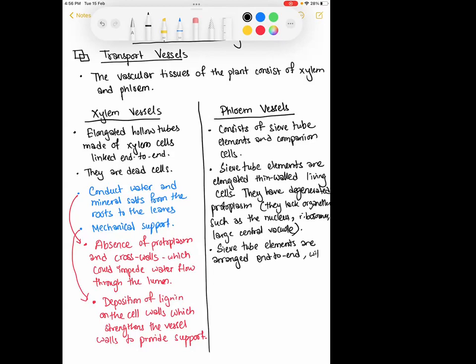And there are walls, okay? So with porous walls called sieve plates between them. Now these ones, xylem did not have any cross walls, but sieve tube elements, they do. I mean, phloem. Now about the companion cell.